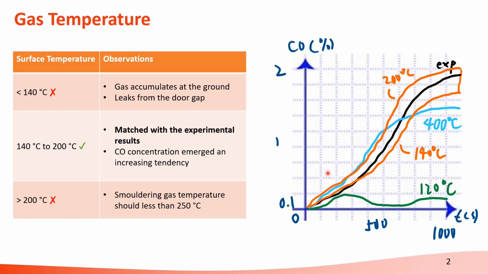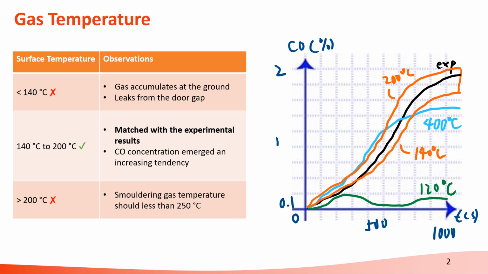When the temperature reaches more than 200 degrees Celsius, let's take a look at the light blue curve. The light blue curve also has an increasing tendency of the CO concentration, but as you can see, the peak point is different from the experimental results.